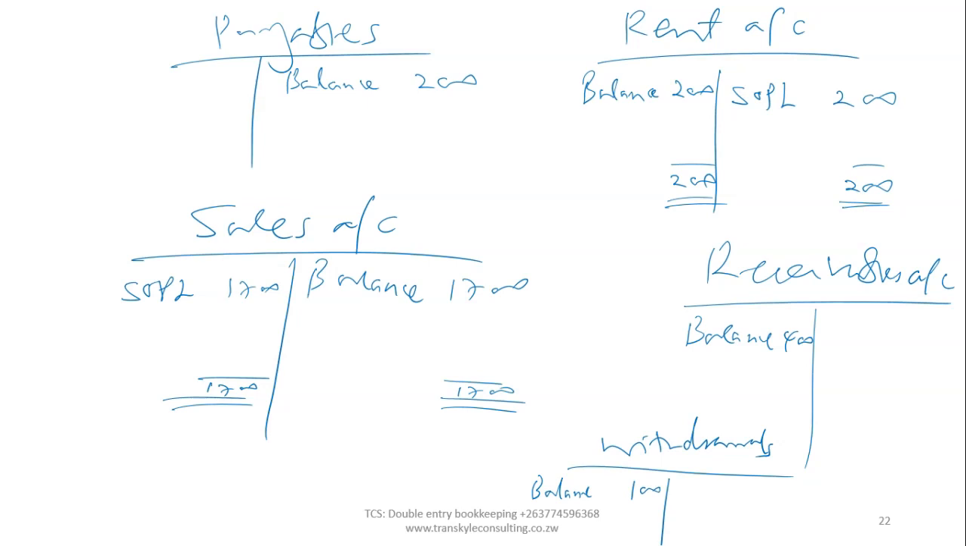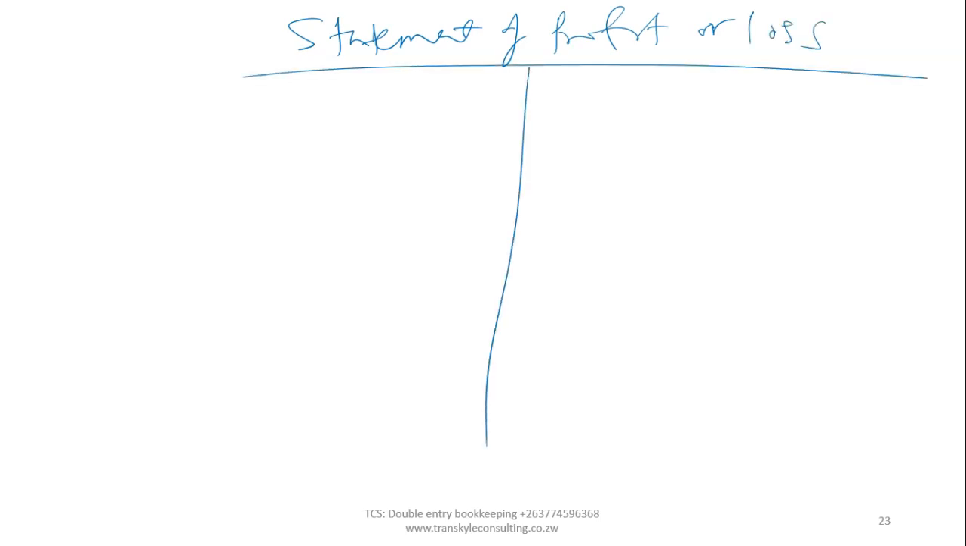Okay, now after we do this, we then have to come up with the statement of profit or loss. This statement is not called the statement of profit and loss. No, that's not it. It is the statement of profit or loss. You can put it in a T account, or usually it is presented in its vertical format, but it is actually a T account.